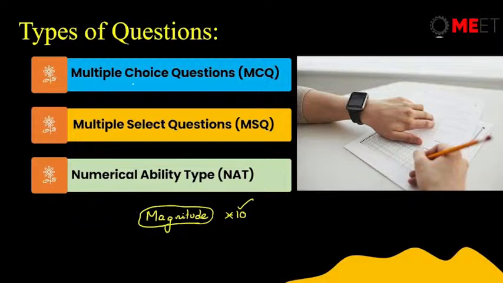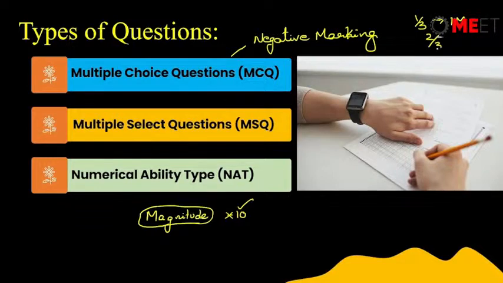Now, when it comes to multiple choice questions, there is negative marking, whereas for multiple select questions and numerical answer type questions, there is no negative marking. Multiple choice questions have 1/3 negative marking for 1 mark questions and 2/3 negative marking for 2 marks questions. Try to remember that negative marking will also reduce your score, and as a result your rank might come down.